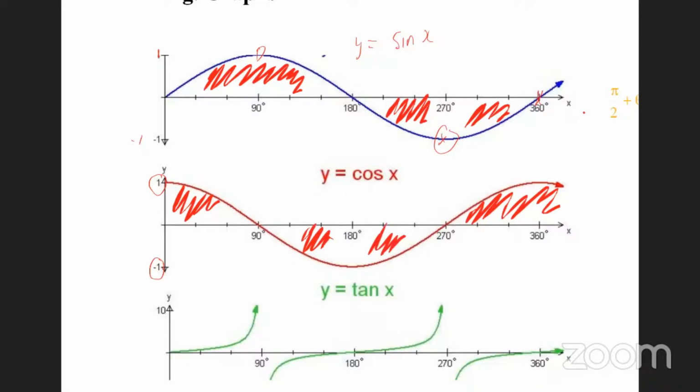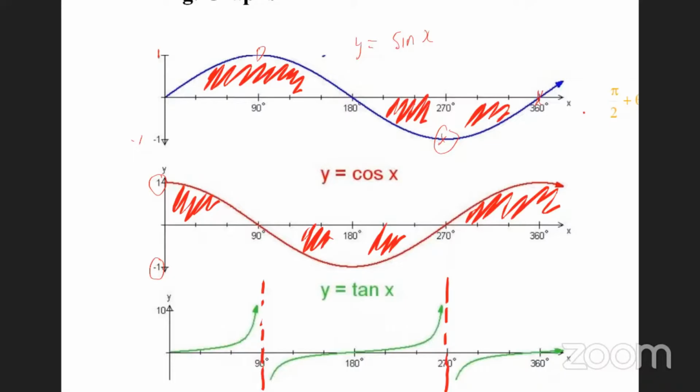Tan graph has the asymptotes here, right? Asymptotes means that those values do not exist, right? Tan 90 and tan 270, go to the calculator. Try to find tan 90 and tan 270 and you'll see that those values don't exist. Those are your asymptotes, right?